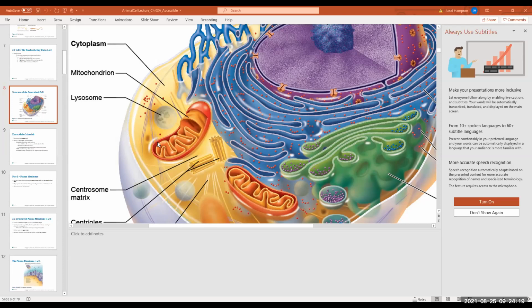The cytoskeleton is composed of 3 types of material: the microfilaments, the microtubules, and the intermediate filaments. The microfilaments are composed of the protein actin, and this actin is about 5 nanometers in diameter, very small. What's a nanometer? A nanometer is 1 billionth of a meter.